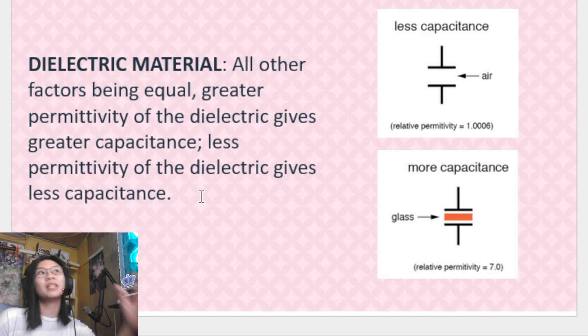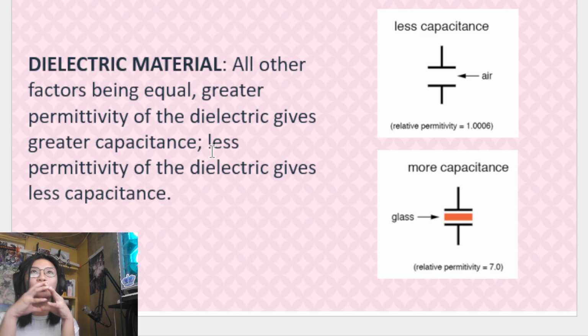So, the greater permittivity your dielectric gives, what do you mean by greater permittivity? The greater permittivity it has, just like here with glass, the more polarization can occur. So, the more polarization, the more positive and negative charge it can hold. So, when its polarization is high, its capacitance is greater. So, that is why the greater the permittivity, the greater the capacitance. Okay?